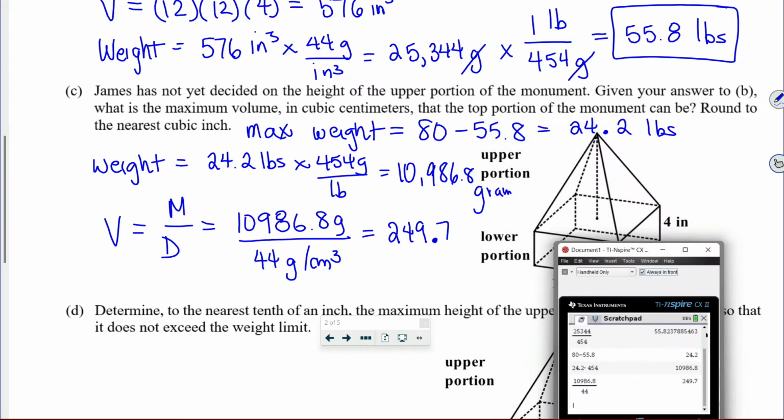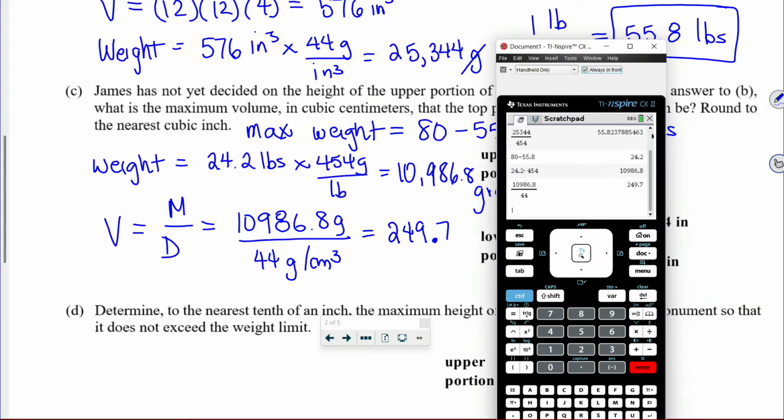And what do we want? Round to the nearest cubic inch. It really should say cubic centimeter, my apologies. No, it's cubic inch, not cubic centimeter. Wait a second, what's going on here? No, it's cubic inch. That was my mistake. I shouldn't have had centimeters here. Those are inches cubed there. So 249.9, and it says to the nearest cubic inch, so that's going to be 250 cubic inches.